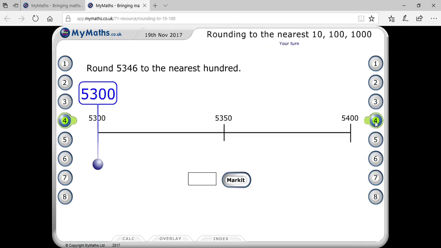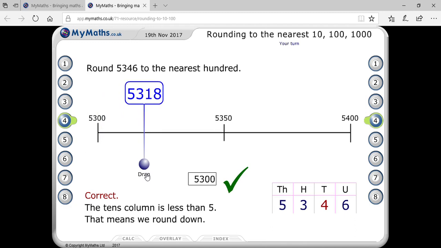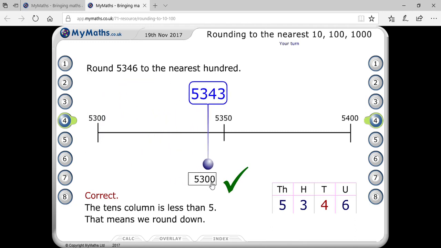Great. Next they are saying 5346 to the nearest 100. Yes, your answer is right. You can see that 5346 is less than 50 in the last two digits, so it will be 5300.